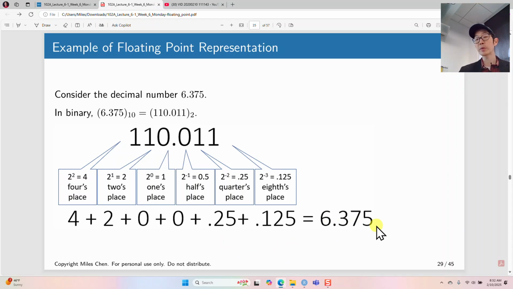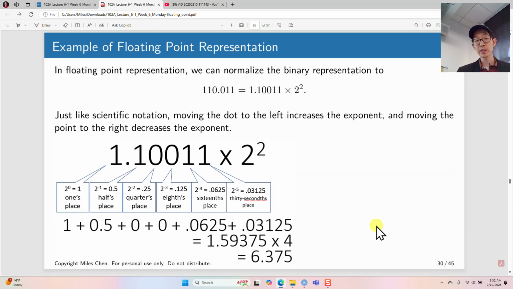Okay, if I want to represent this in binary form on the computer, what I would have to do is normalize this. So I take that number 110.011, and to put it into scientific notation, I move the binary point over 2 spots to the left. Now I have 1.10011, and I'm going to multiply that by 2 to the 2nd power. Is that okay?